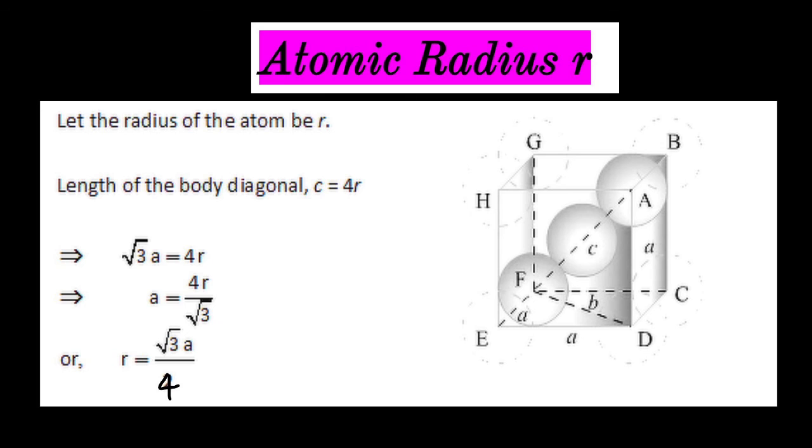Already we know that the length of the body diagonal is root 3a. Now we know that the length of the body diagonal is 4r, so that root 3a is equal to 4r. From that we can understand r is equal to root 3a by 4, which is nothing but the atomic radius of the BCC structure.